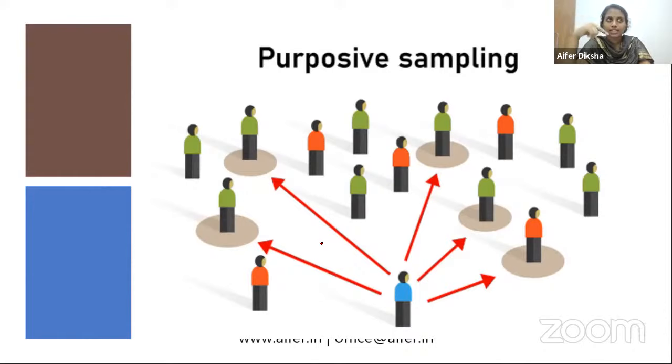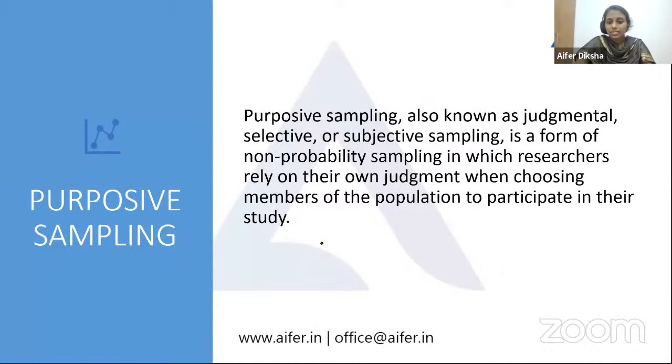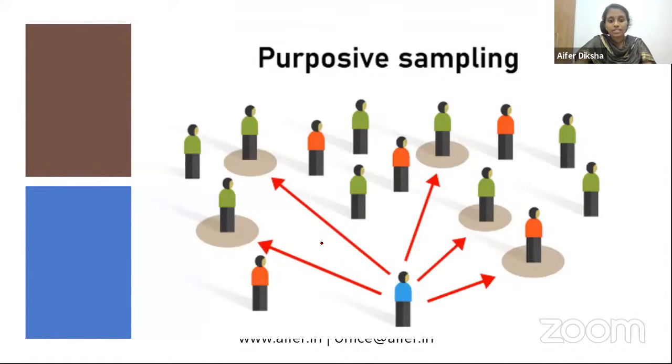Suppose the researcher is interested in any particular people, or gifted or other types of people, it's completely based on the judgment of the researcher. It's also called judgmental sampling. So purposive sampling is based on the judgments or the logical thought of the researcher. I think purposive sampling is also clear.